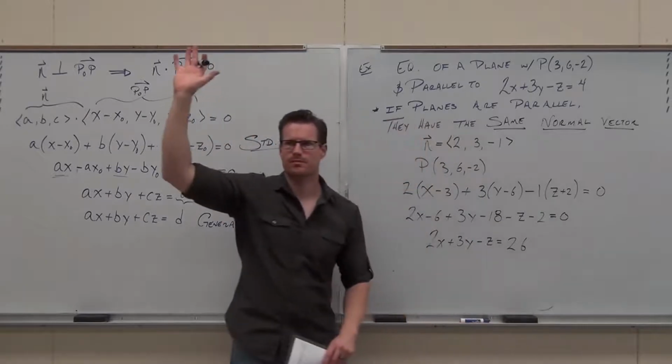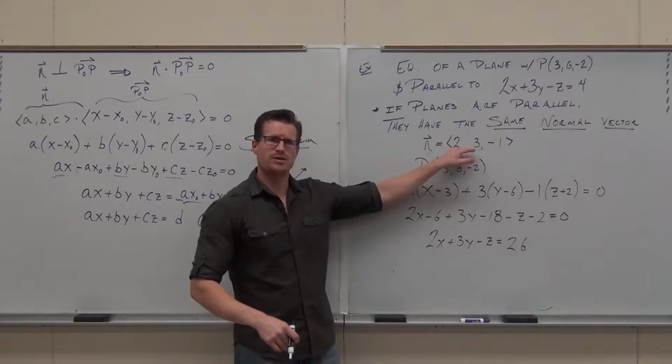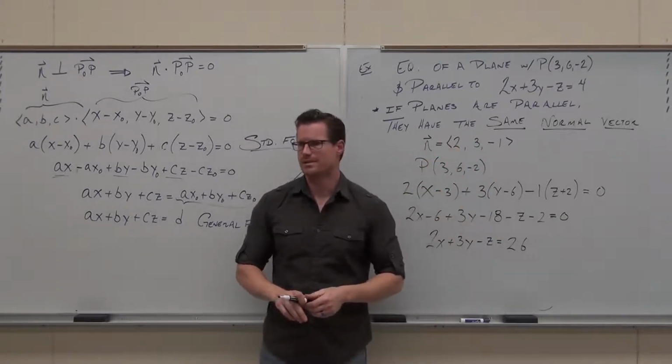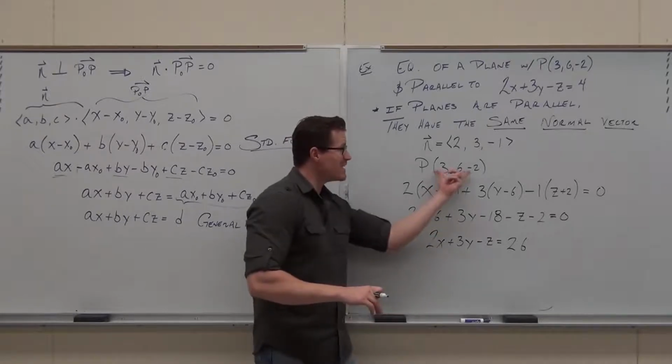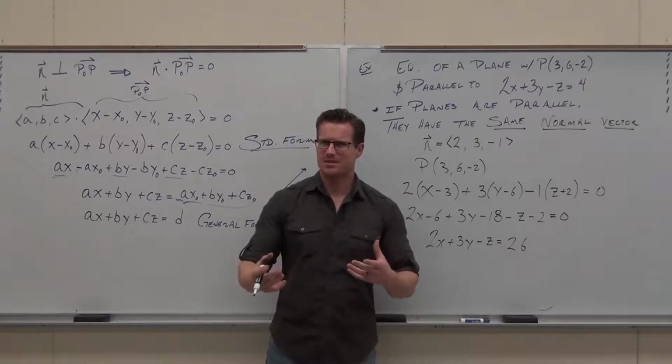Do we feel okay with that one? Here's a way to check your work. Look at the vector you use for your normal. If you don't have the same exact numbers in these spots, you've done something wrong. That's how to check your work really fast. Did it make sense to you?